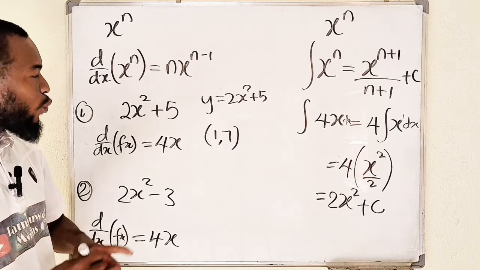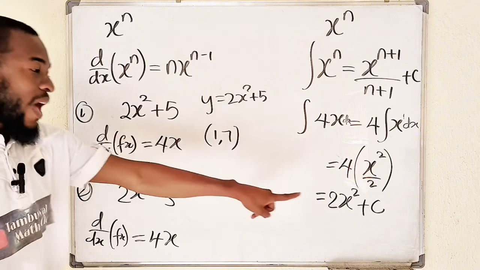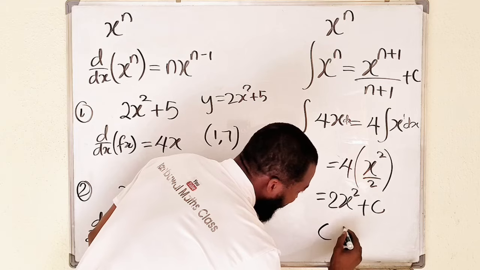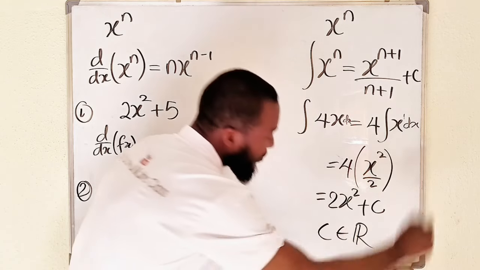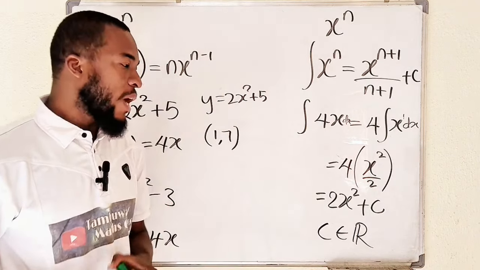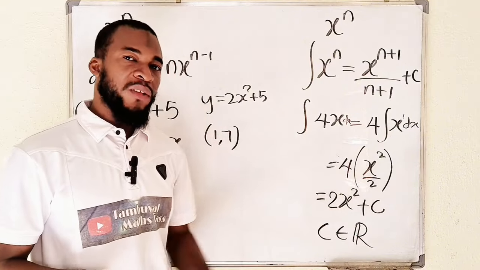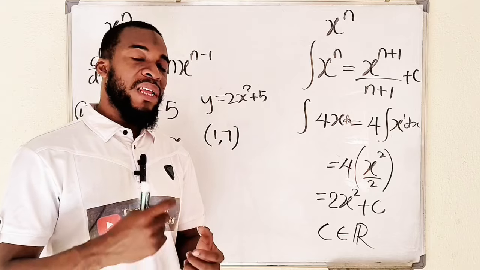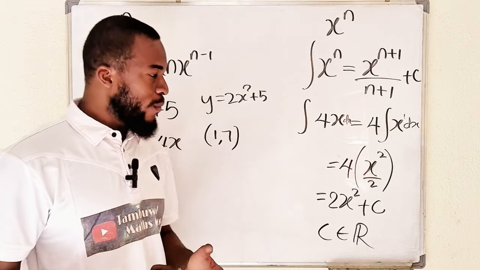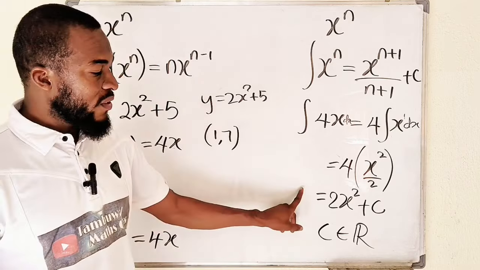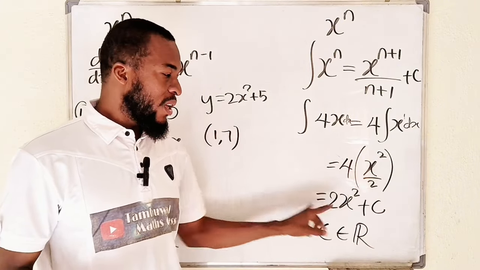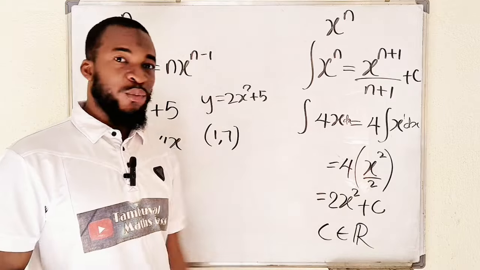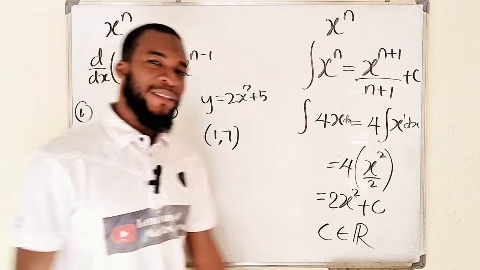Since we don't know which constant that is, we can replace it with c, for which c belongs to the set of real numbers. So this is the reason we attach the constant of integration, because we have infinitely many constants. It depends on which one. If you have an initial condition given to you, you may substitute. Because y is equal to 2x squared plus c, you substitute y equal to 7 and x equal to 1, simplify, solve for c, it will surely give you 5.